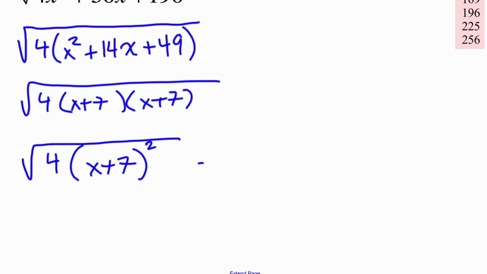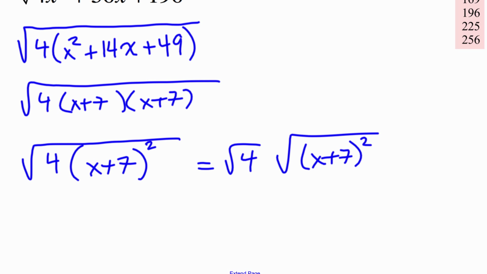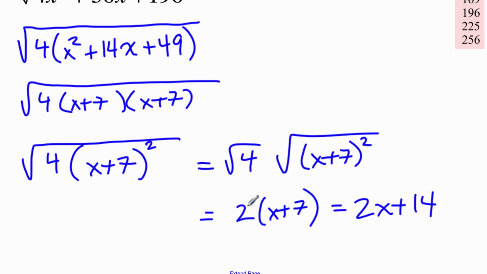Again, I could rewrite this as the square root of 4 times the square root of x plus 7, all squared. Square root of 4 is 2. Square root of x plus 7 all squared, the square and the square root cancel, so that would just be 2, and then x plus 7. And I'd be probably fine there, but they might have you FOIL that out, so it'd be 2x plus 14. Not FOIL out, but use the distributive property.